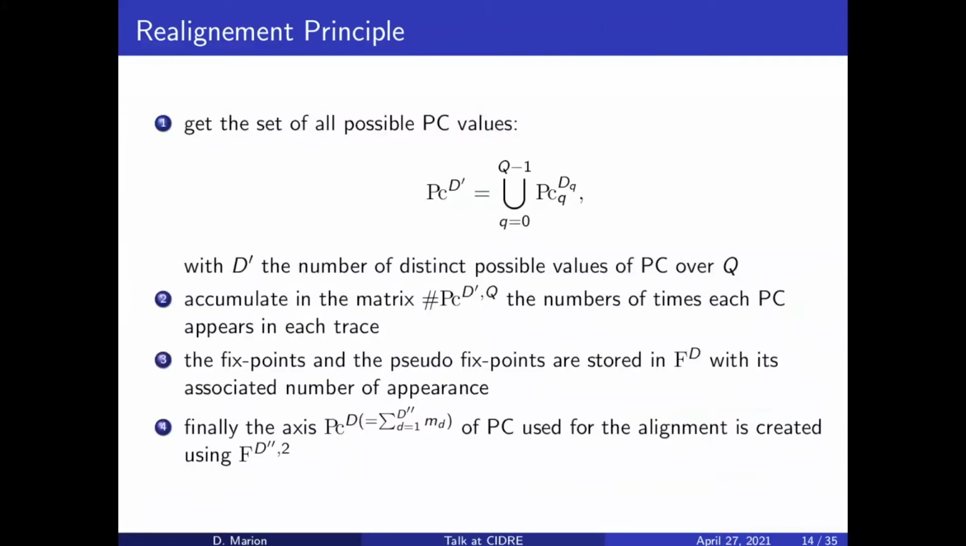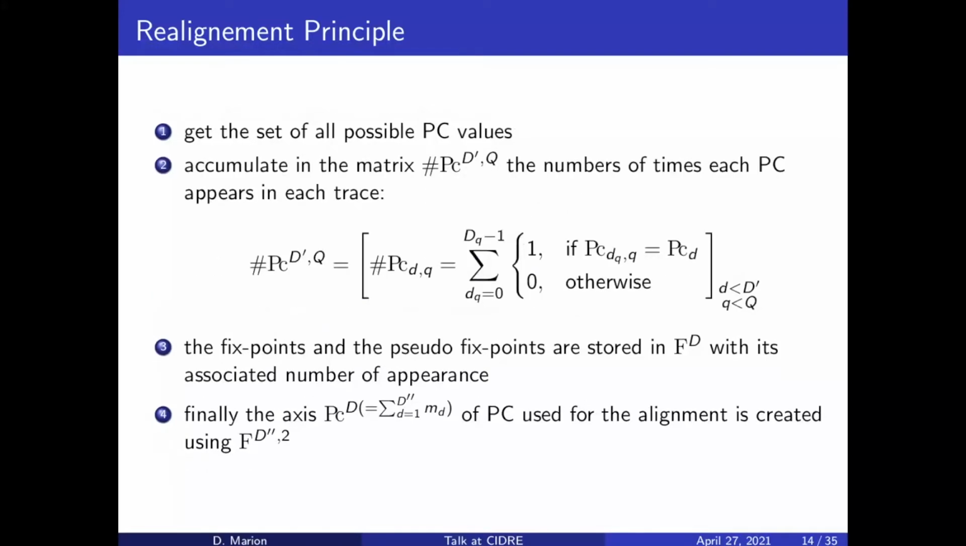For this, we'll use the following algorithm. First, we get all the distinct PC values we have in our dataset, all the distinct possible values that could be taken by PC. We'll call this D'. So we have D' distinct possible PC values. Then we compute the accumulation: how many times, for each trace, this PC appears. So here it's a matrix of size D' by Q, with D' for each PC and Q for each trace. In each cell of this matrix, we have, for a trace, how many times the PC has appeared.